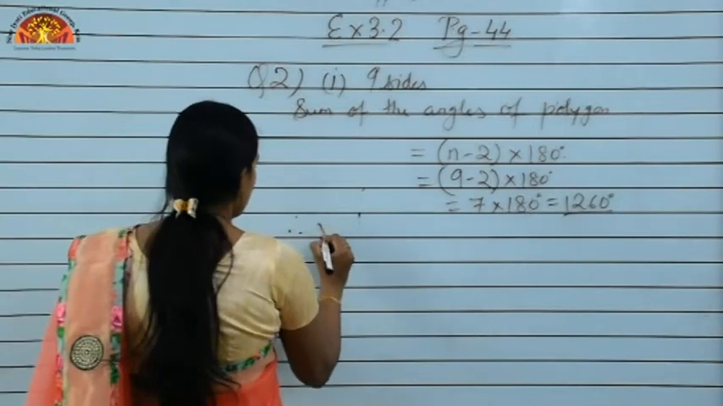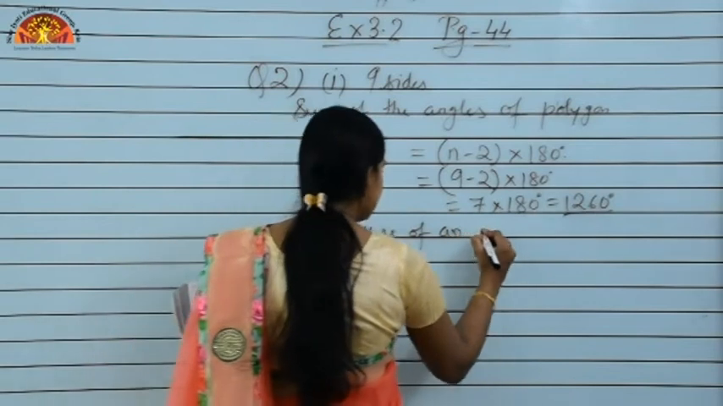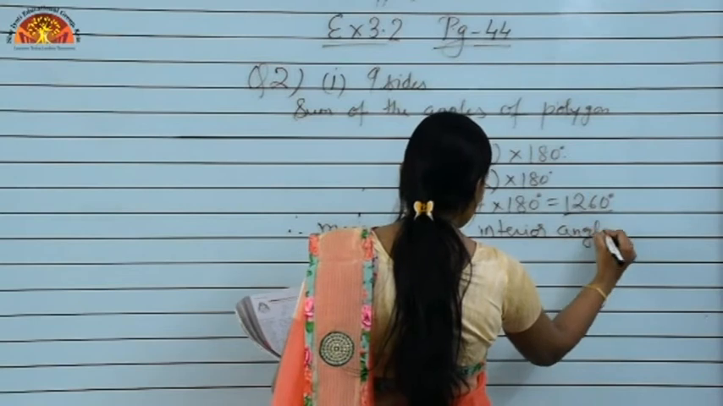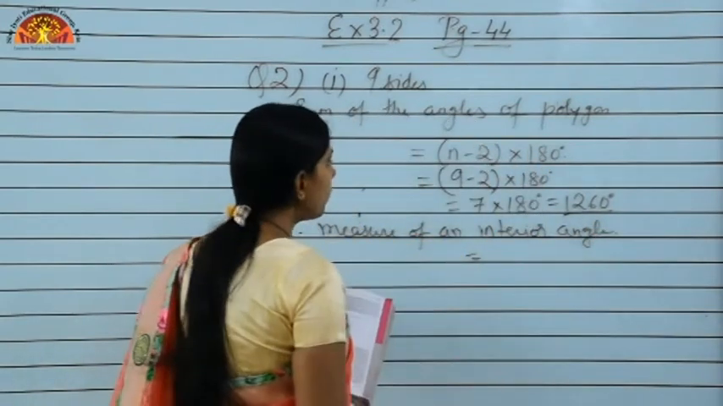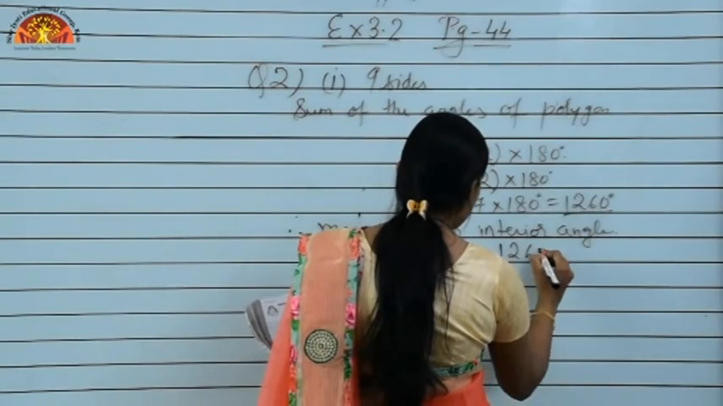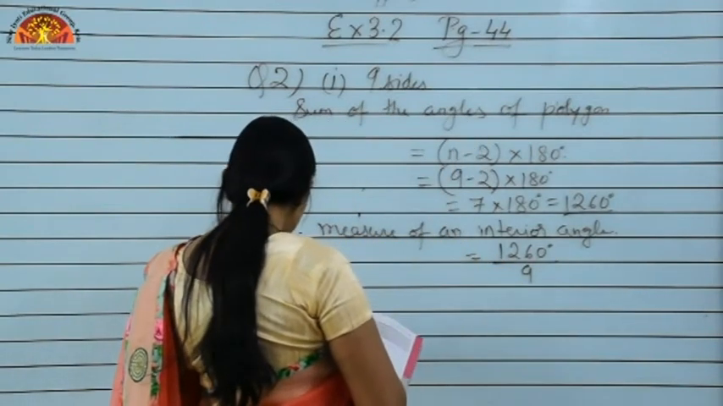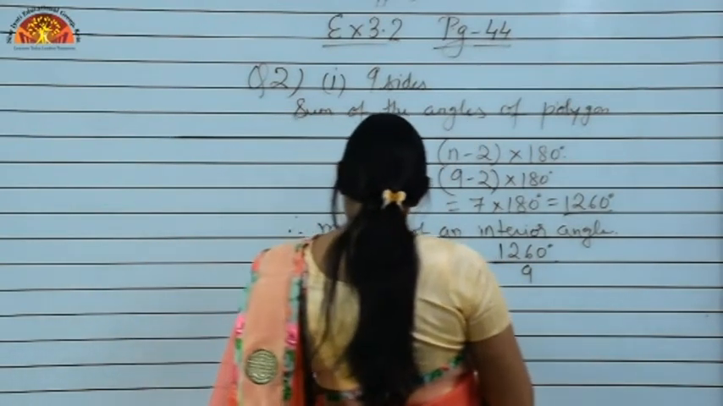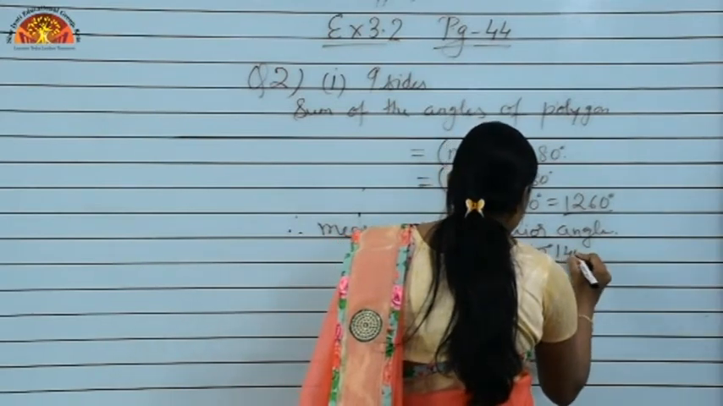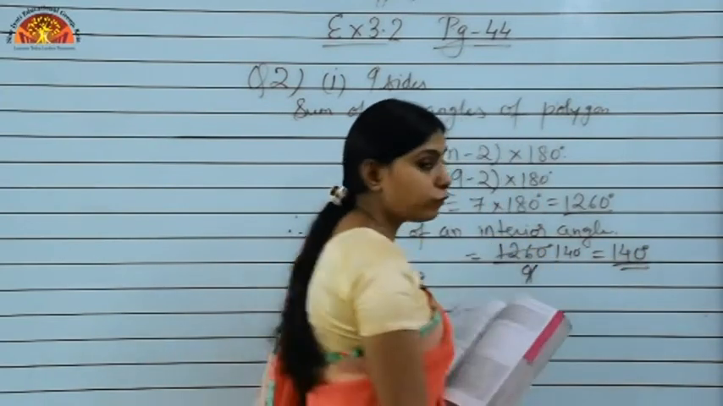So the measure of an interior angle is equal to, that is, the sum of the angles of the polygon upon the number of sides. So the sum of the angles of the polygon is 1260 degree upon the number of sides, which is 9. So what will it come? When you solve it, it will be 140 degree. So the measure of an interior angle is equal to 140 degree.